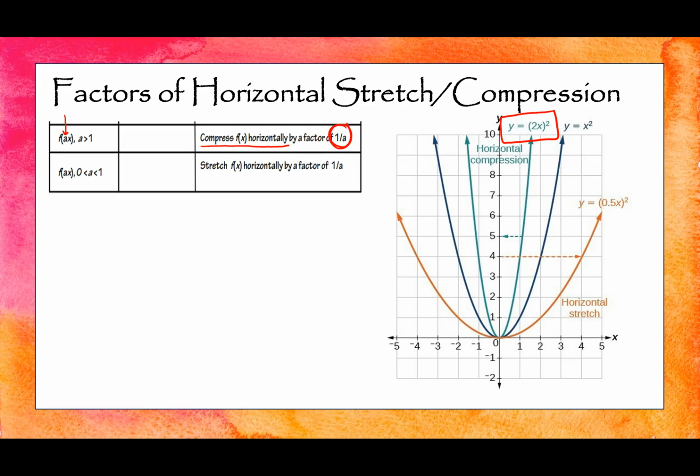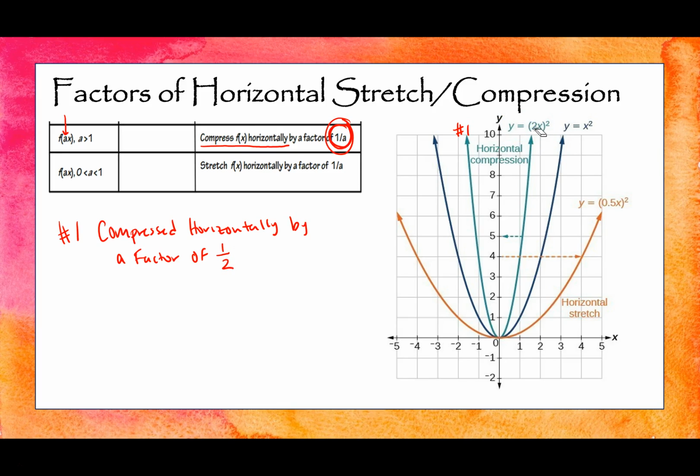So for that green equation right there, I'm going to call this problem number 1. That has been compressed horizontally by a factor of, well, I have to take whatever that number is right there, 2, and I have to take the reciprocal of it. So I'd say 1/2. And that's it for that one.